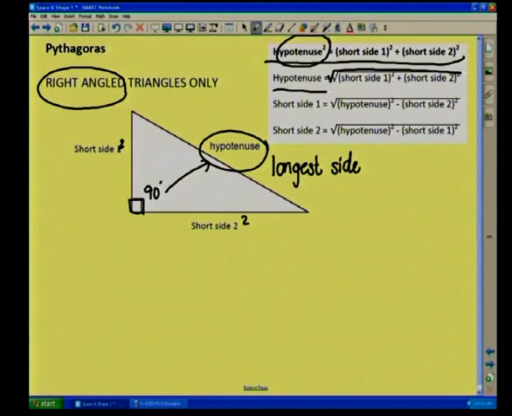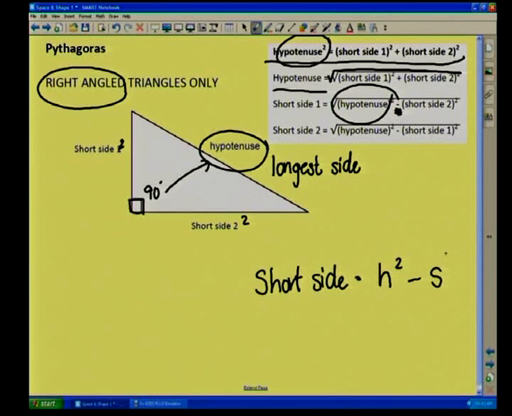Remembering also that if you are looking for the short sides, you would need to then take your hypotenuse squared and subtract. So to find a short side, you would say your hypotenuse squared minus your other side that you have got already, take them away and square root it. So please note that if you are looking for a short side, there would be a minus in between, not a plus.